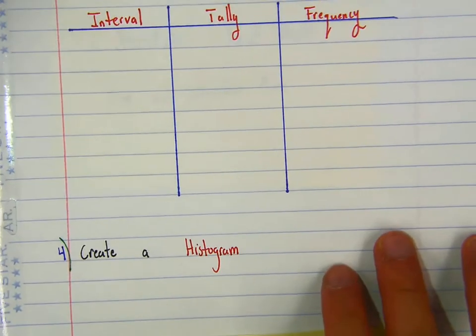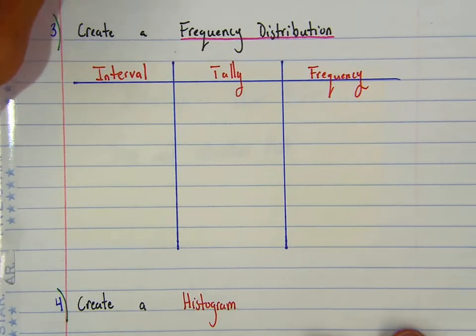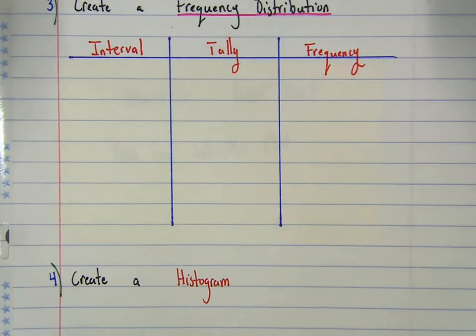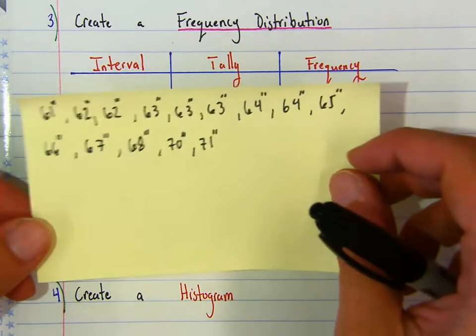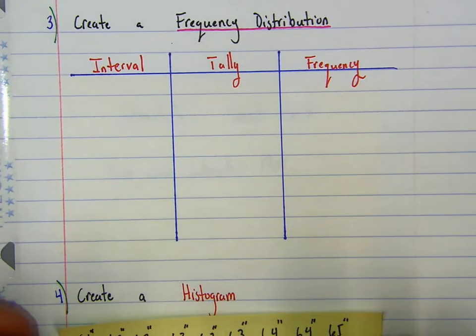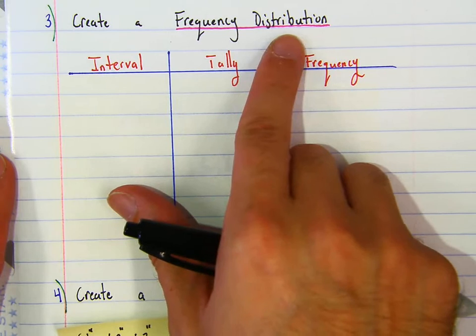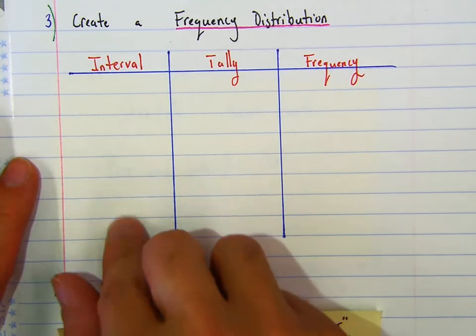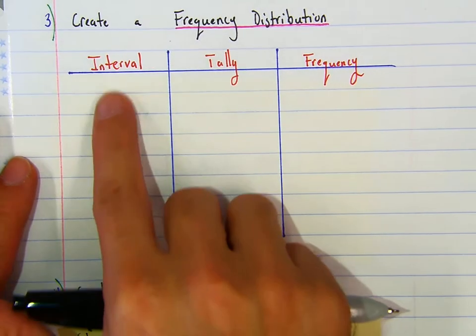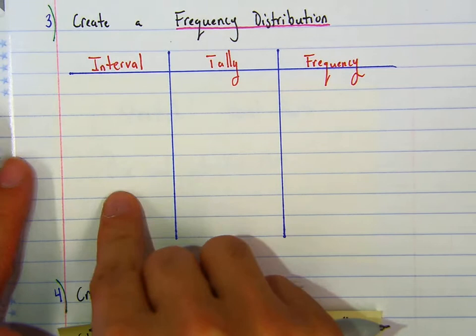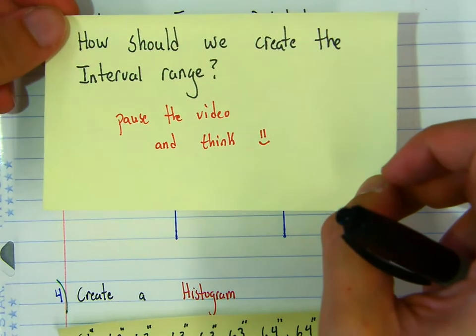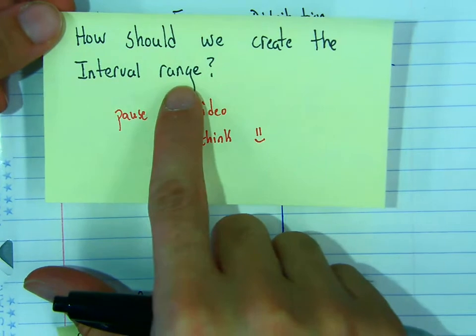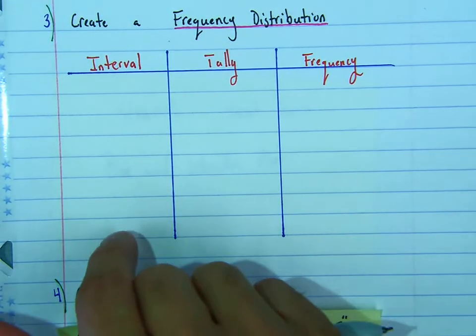Get your ruler and let's create the frequency distribution for these data values. We organized it from least to greatest, and now what I'd like us to do is create the frequency distribution. Now, for the questions that we did yesterday, you were given the interval. So if I were to ask you, let's pause the video and think about it, how should we create the interval range for the height of the students?